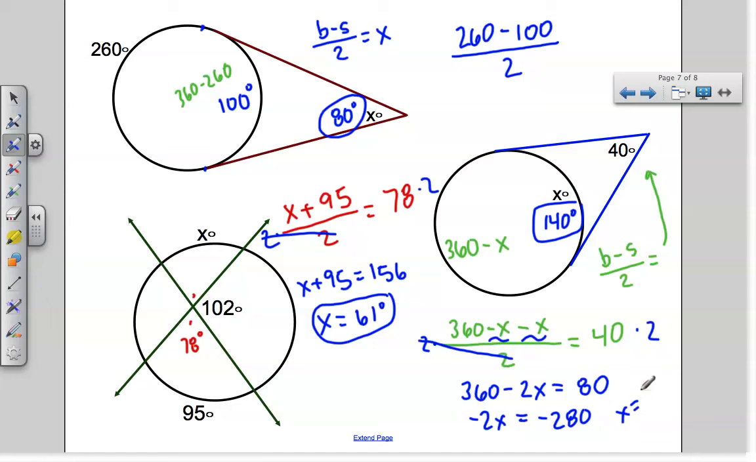Okay. And that looks pretty good. If this was 140 degrees, then the bigger arc, think about that, it would have been 360 minus 140. So 220. And then 220 minus 140 would be 80. 80 divided by 2 is 40.